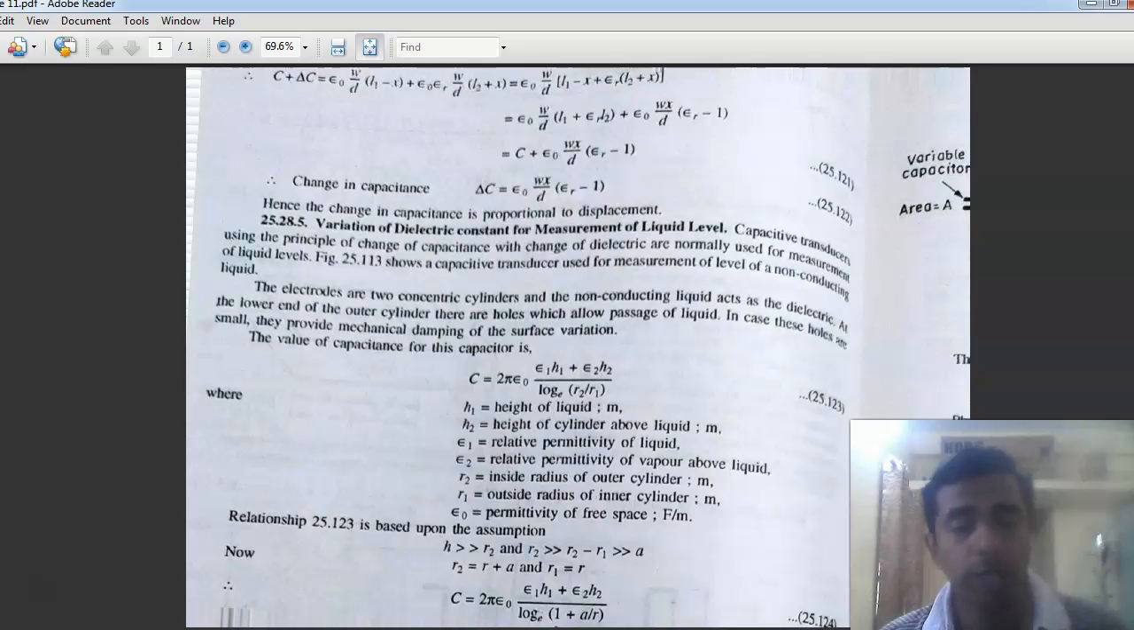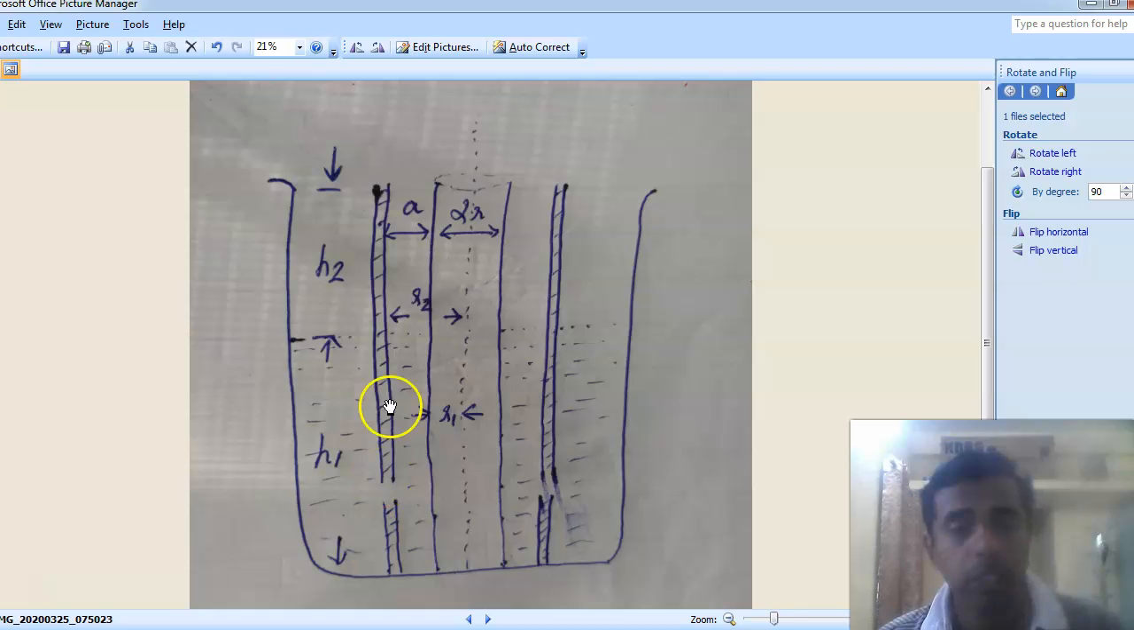Now we will move on to the explanation. Now this is the equation, that is, the capacitance. Here we use the variation in the dielectric strength. Based on the level of the fluid, h1 will change or h2 will change. So based on the liquid level, h1 and h2 will change.